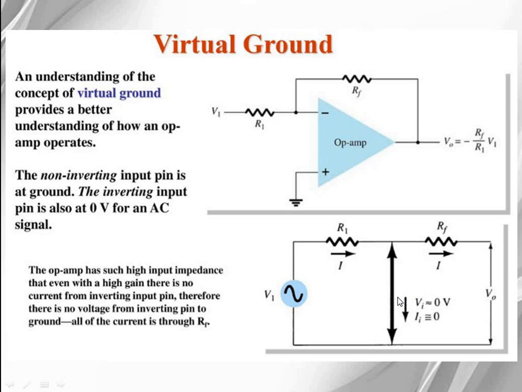And what is virtual ground? See here, this is the inverting input terminal and this is the non-inverting terminal. The non-inverting terminal is connected to ground, so the potential on the non-inverting terminal is 0. According to virtual ground, even though there is no physical contact between the inverting and non-inverting terminals, the potential at the non-inverting terminal is equivalent to that at the inverting terminal. This is the virtual ground concept. So the potentials at the inverting and non-inverting terminals are equal.